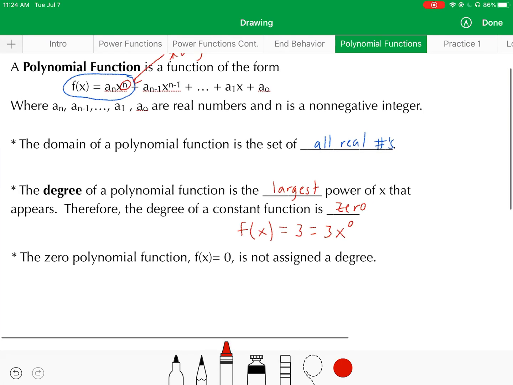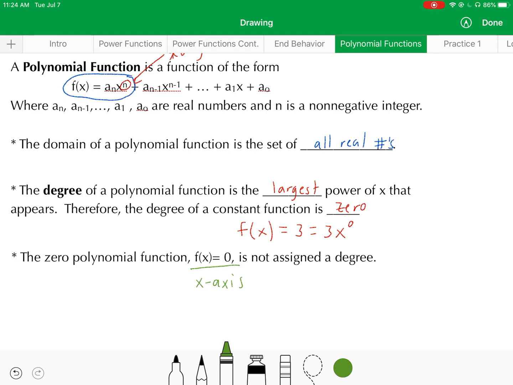Now, one special situation here. Understand if you're working with the 0 polynomial function, which is just f of x equals 0, that's technically a constant function, but notice we're saying it's not assigned a degree. The reason is, think f of x equals 0, that really represents the x-axis, and it's a horizontal line. It doesn't have some of the same properties as the rest of our constant functions, so that's why we don't assign it a degree, okay?